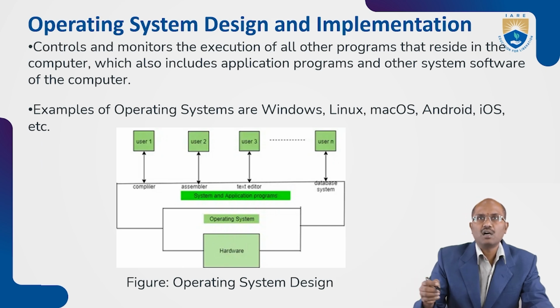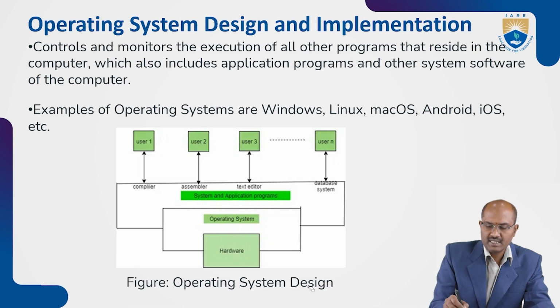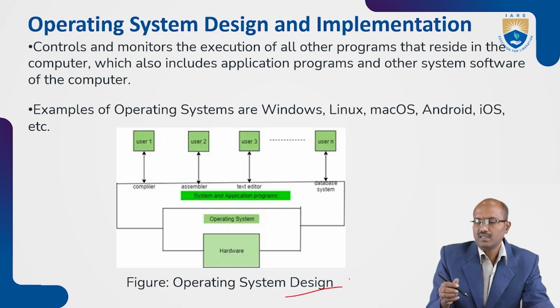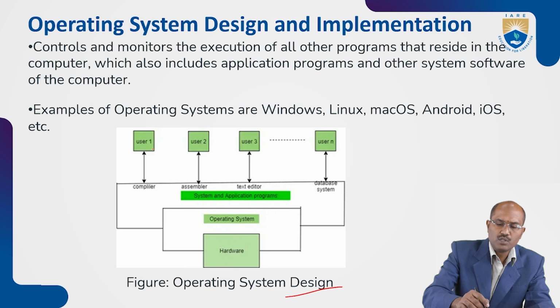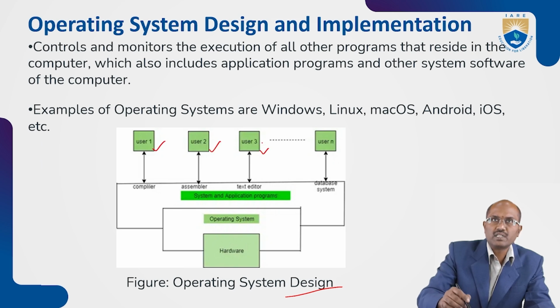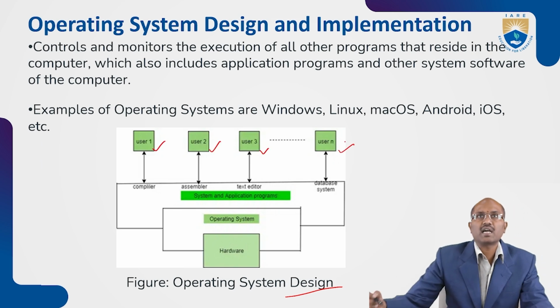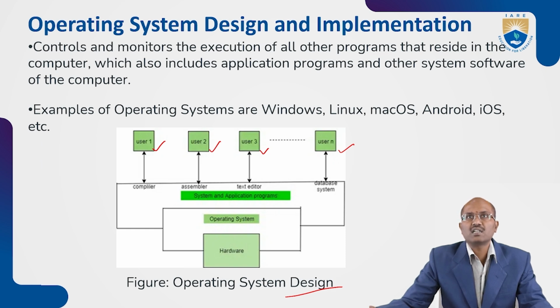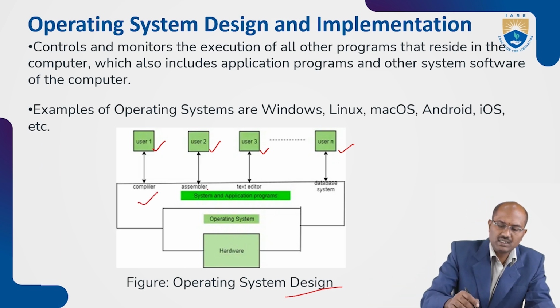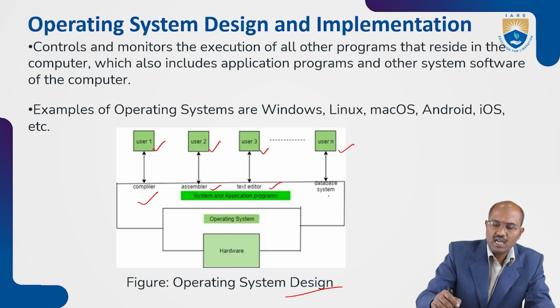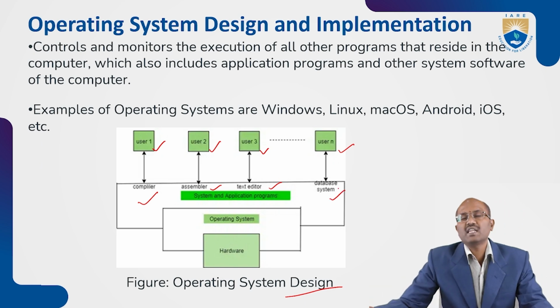So in this figure, I can show how an operating system can be designed. This figure gives the external view of user 1, user 2, user 3, and so on, n number of users connected to the layer. That layer is the system and application program layer. This system and application program layer consists of compilers, assemblers, text editors, and database systems. There are various applications connected in this layer.